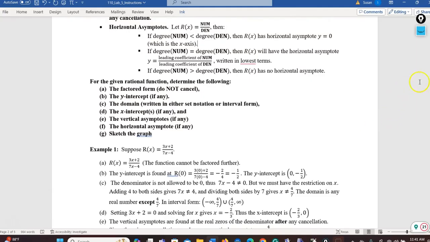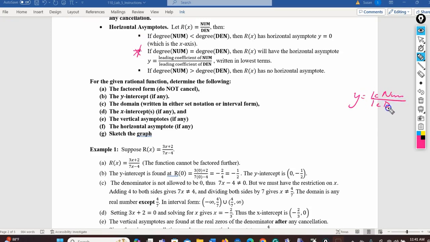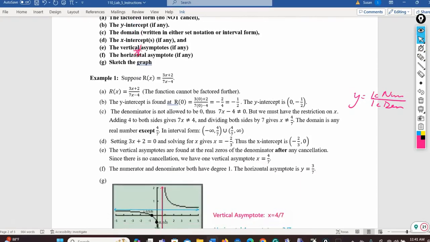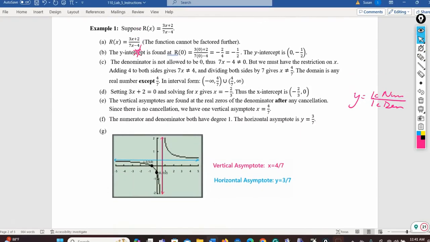So if the numerator and the denominator have the same degree, then I'm in this case, and it's going to be y is equal to the leading coefficient of the numerator divided by the leading coefficient of the denominator. That will be the equation of my horizontal asymptote. And so here we can see my leading coefficient of the numerator is 3. And my leading coefficient of the denominator is 7.